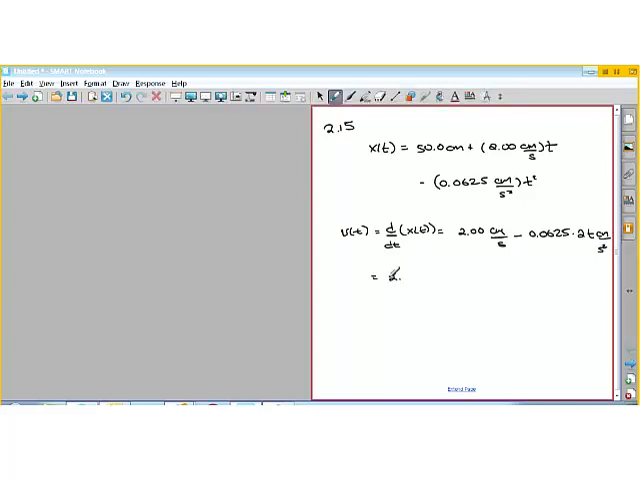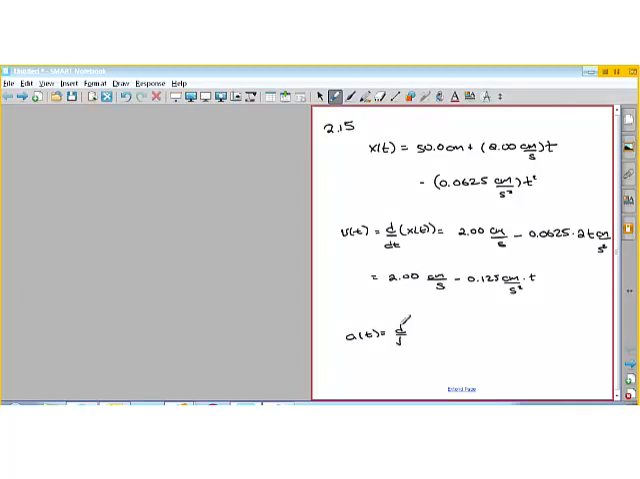So we can clean that up a little bit: 2 centimeters per second minus 2 times 0.0625. 0.0625 times 2 is 0.125. I'm going to go ahead and put the units with the constant times t. Okay, so that's the velocity. You can see when t equals 0, we have an initial velocity of 2 centimeters per second. It means it's moving from left to right, positive velocity.